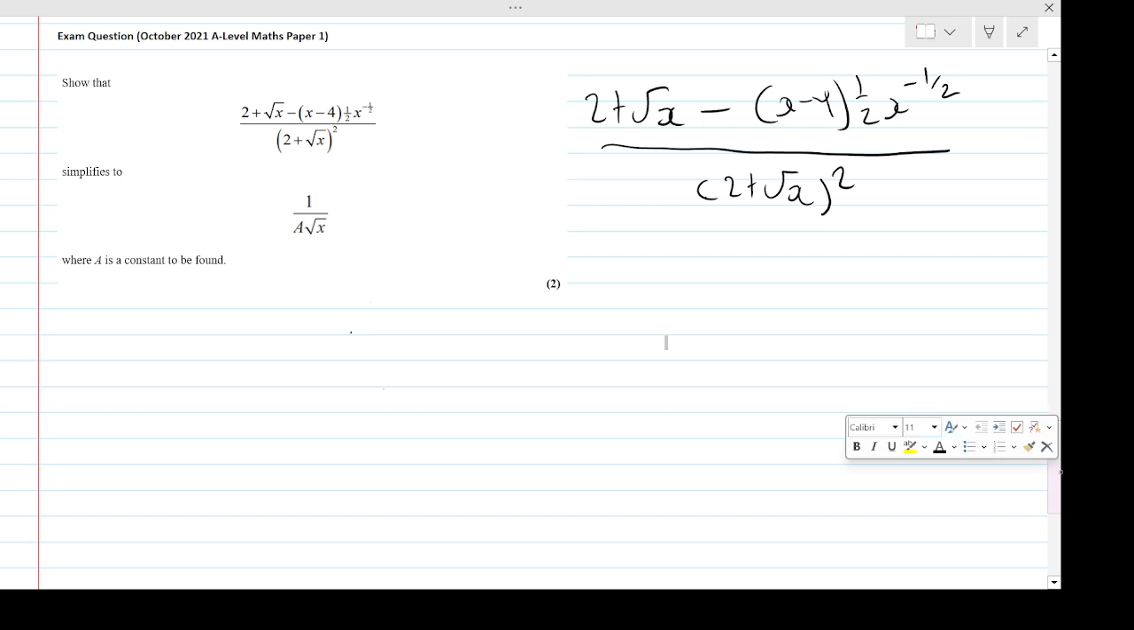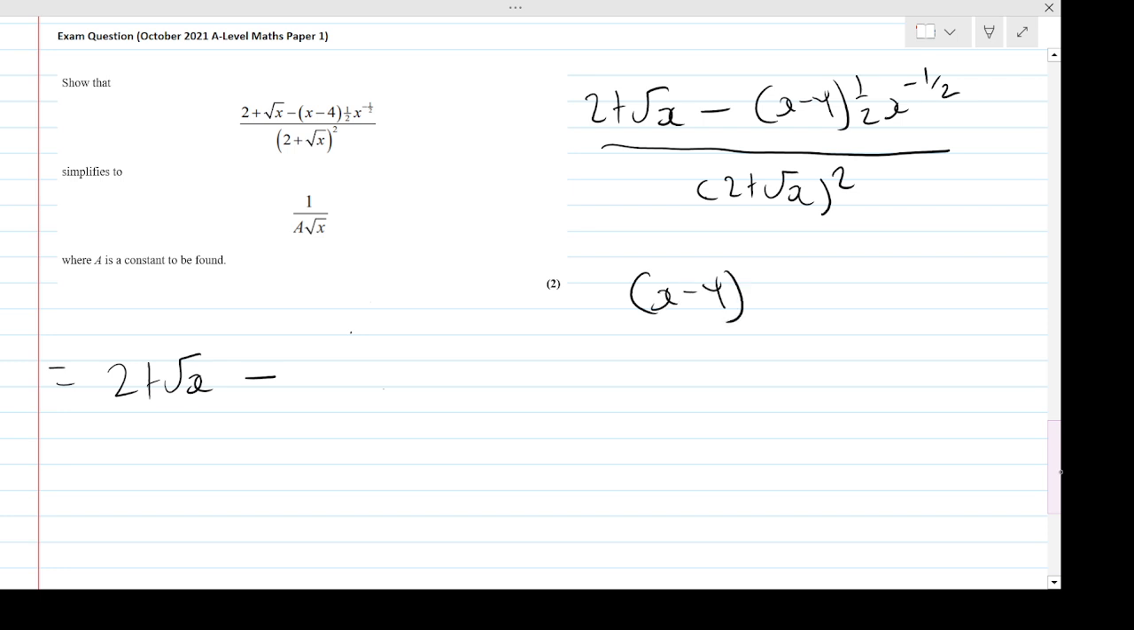So firstly, I notice I have some brackets to expand, a product to expand on the top here. So let's work with that then. If I bring the fraction here, again, that's 2 plus root x. Then I'm going to have x minus 4 times by a half x to the minus a half. So I'm going to do that here: x minus 4 of a half x to the minus a half. That is this bit here. So let's work with that, and then I can bring that in once I've worked it out.